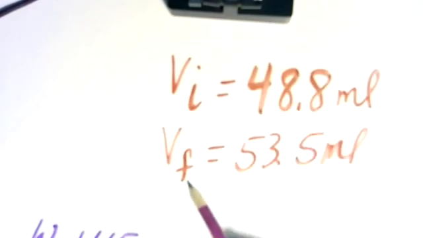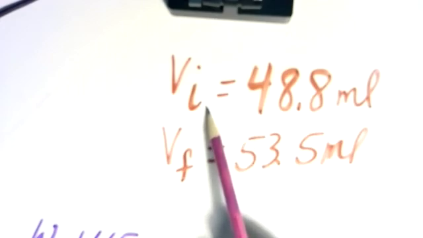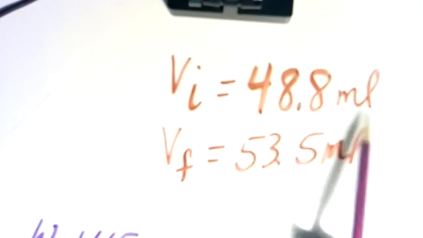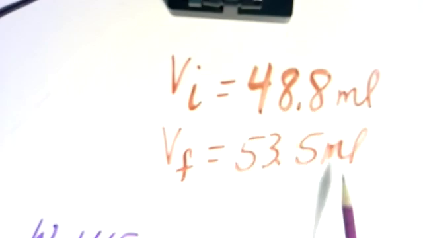So this is the volume after you put in the die. This is the volume before you put in the die. So the difference between these two numbers is going to tell you the volume of the die.